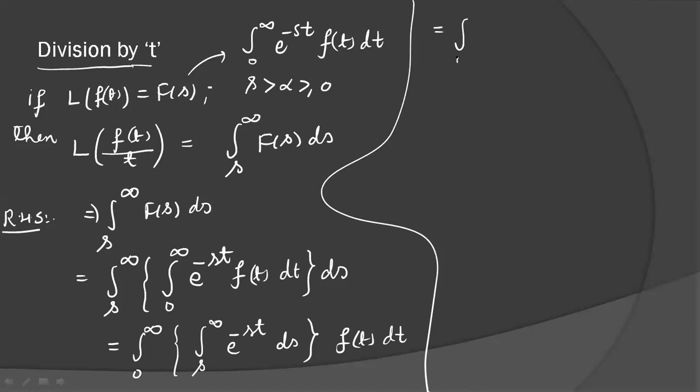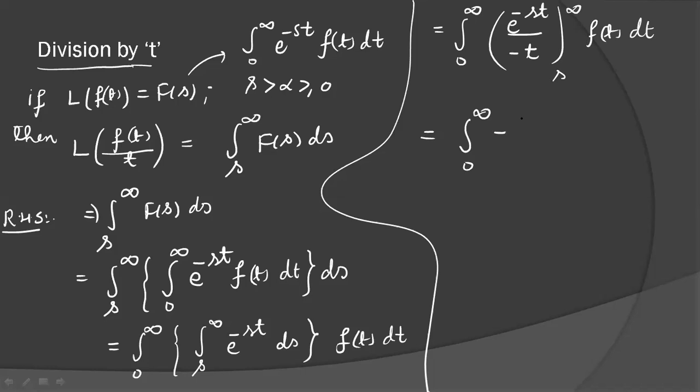So it is 0 to infinity. Integration of e to the power minus st will be e to the power minus st. I am integrating with respect to t, so we have to divide by the coefficient, minus t, from s to infinity f(t) dt. So it will be 0 to infinity minus 1 over t. You can take it outside the integral sign, inside. As s tends to infinity it will go to 0, minus, as s tends to s, because it is the limit of s only. It is e to the power minus st f(t) dt.